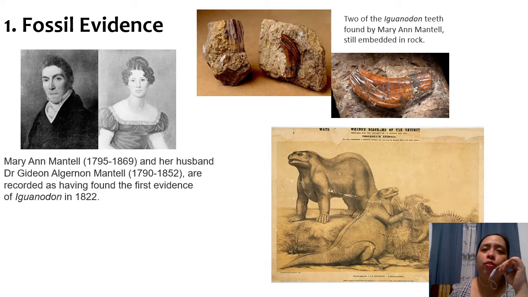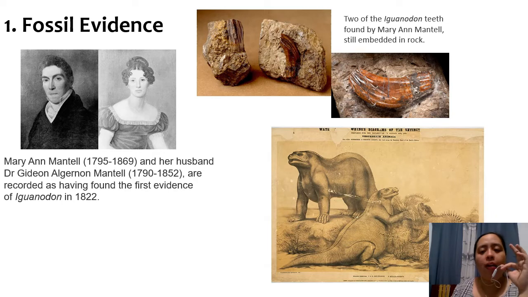Now, don't be confused, no? In 1822, nakita ito ni Mary Ann Mantle. But in 1600s, meron nang nakitang representative evidence of a megalosaurus. Parang malaki siyang bone. And hindi siya binigyang pansin ng mga tao during the time in 1600s. However, nung nakita ni Mary Ann Mantle itong malaking ngipin na to, and na-discover nila Dr. Gideon yung iba pang parts or bones or remains of this organism, and they have found out na kamukha-kamukha siya ng mga current living iguanas, doon na nag-spark or binalikan yung evidence of Megalosaurus.